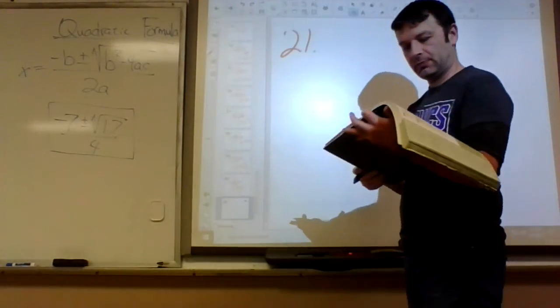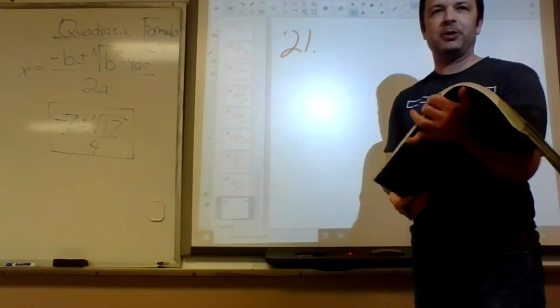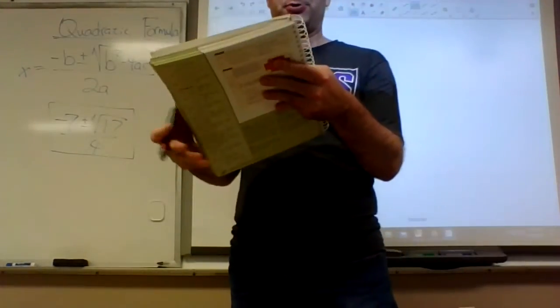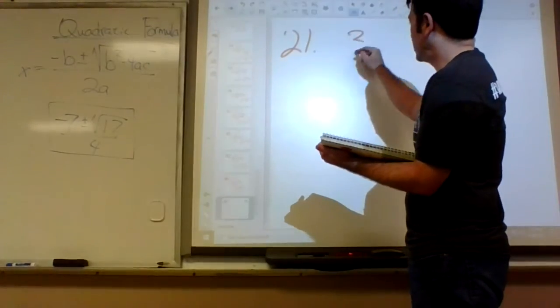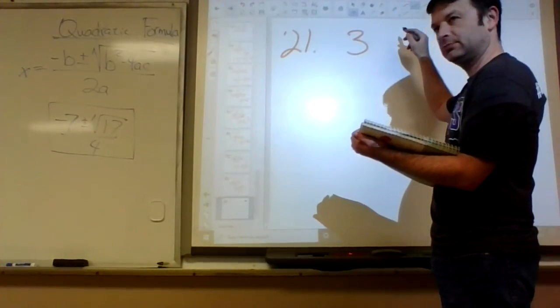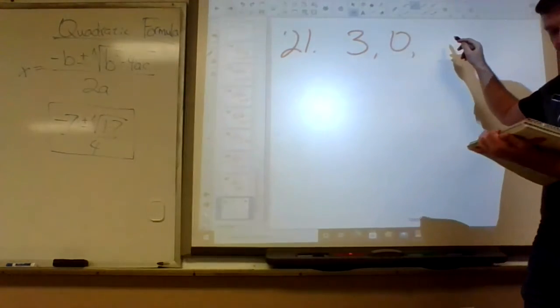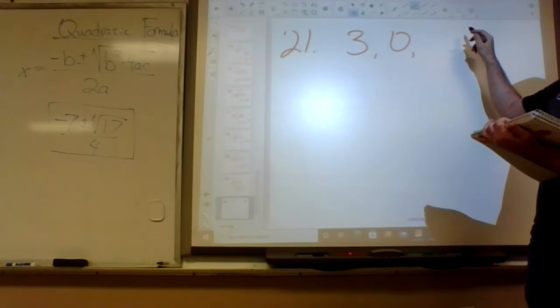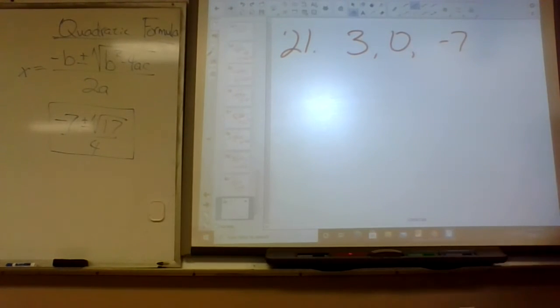21. Okay, Lydia, I'm giving you a hard one. What's my A, B, and C on 21? It's 3. Yep. 0. Yep. 7. Close, negative 7's on the wrong side, so it's negative 7.